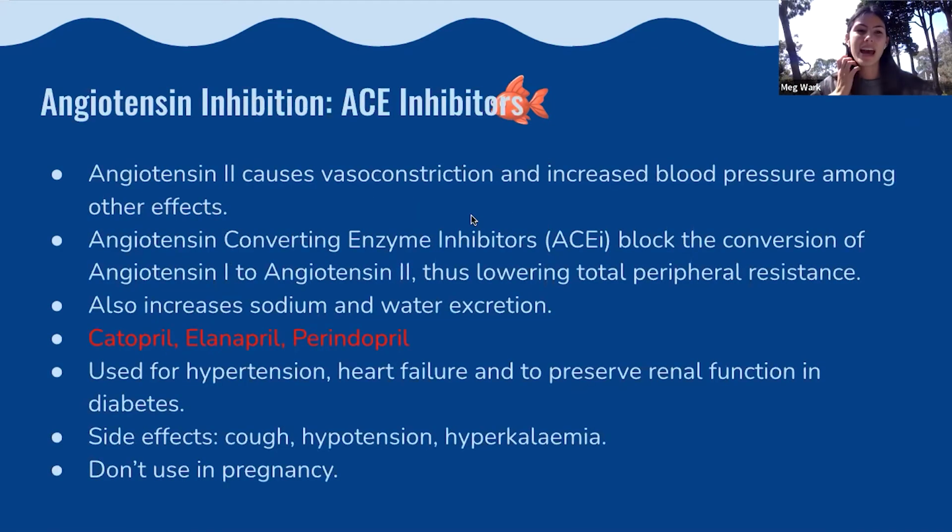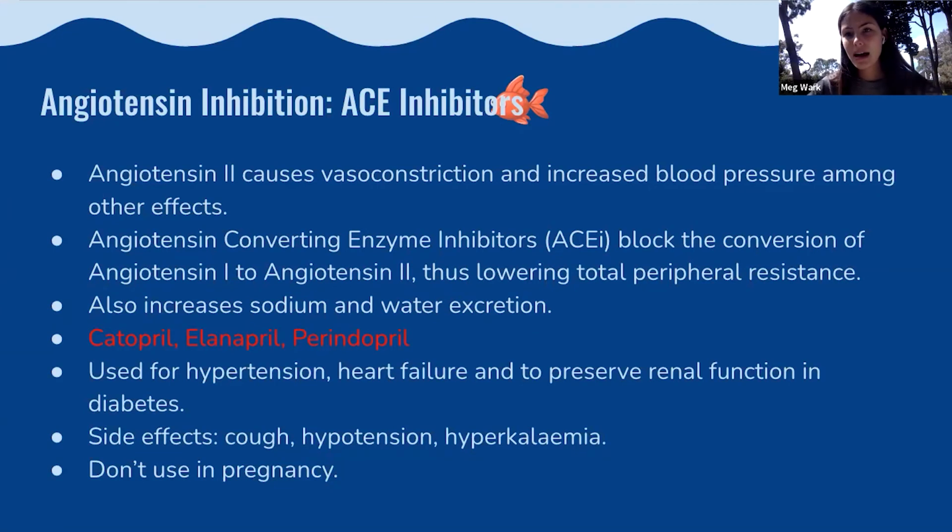So first, beginning with angiotensin inhibition, we've got ACE inhibitors, which you should have already kind of heard about with high blood pressure. So as a refresher, angiotensin 2 causes vasoconstriction and increased blood pressure, among other effects. Those are the heart-related effects. So if we inhibit these using angiotensin converting enzyme inhibitors, they block the conversion of angiotensin 1 to angiotensin 2, thus lowering total peripheral resistance.